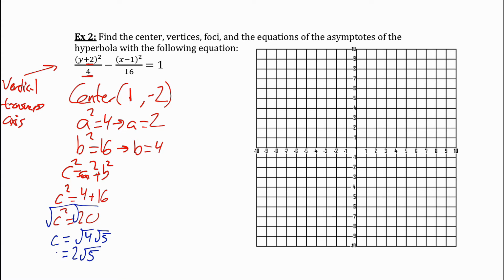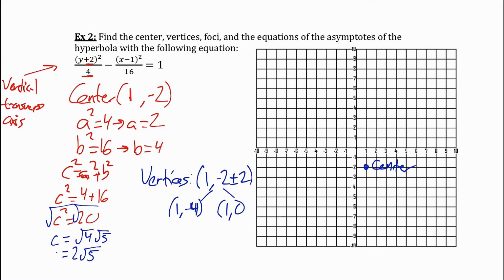Let's start by plotting that point at 1, negative 2. So we'll go 1 to the right, negative 2, and this is our center. Now, to find the vertices, since we have a vertical transverse axis, that means our y-coordinate is going to be the one that changes. So we're going to leave the x-coordinate alone. We're going to take the y-coordinate and add and subtract the a value. So we're going to say plus or minus 2. So that means we're going to get 2 of them. When we subtract 2, we get 1 comma negative 4. When we add 2, negative 2 plus 2 is 0. So we have 1 comma 0.